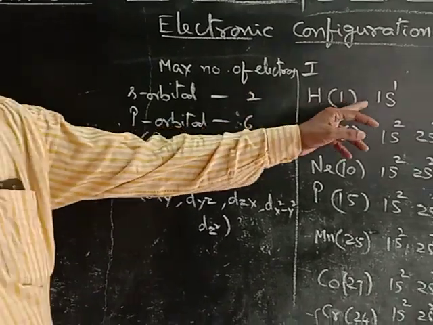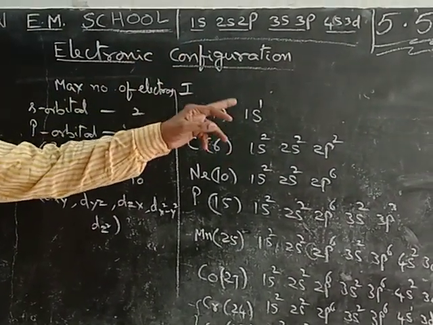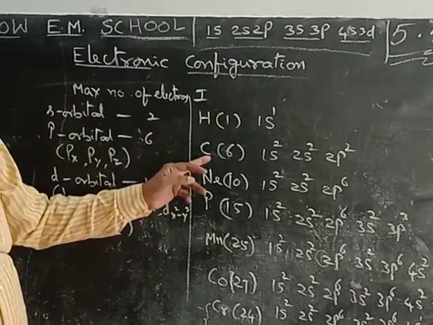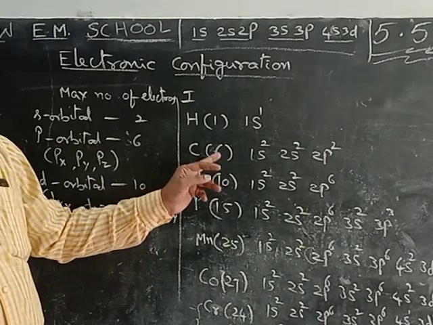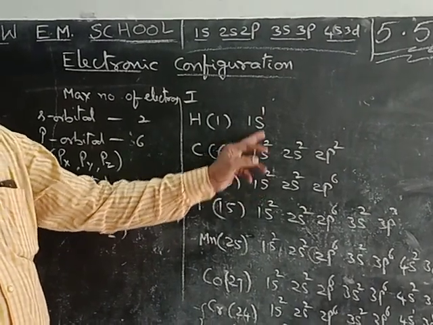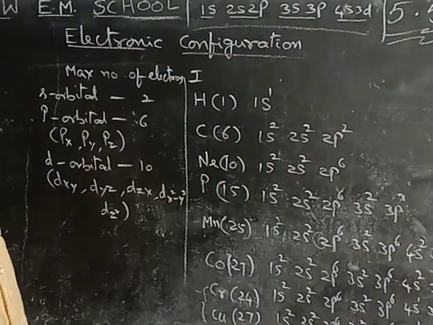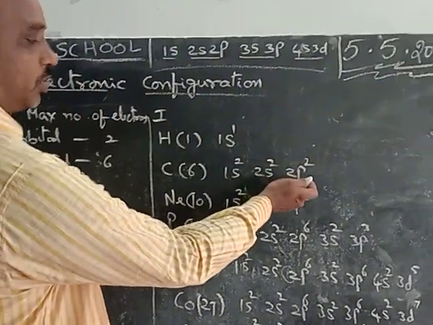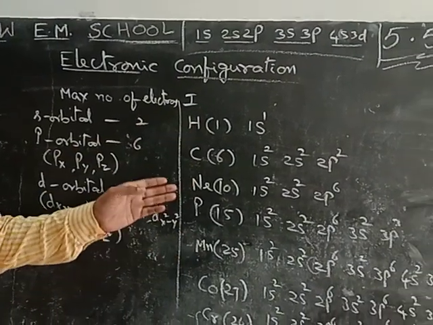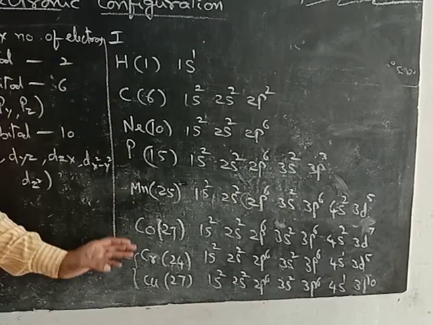We first fill up the lowest energy level, that is 1s. In that 1s, the maximum number of electrons is 2, so for hydrogen only 1 is available, so we write 1s1. Carbon, atomic number 6, means 6 electrons are present, so 1s completely 2. After that the 2s orbital, 2 electrons, so 4 electrons are adjusted. Remaining 2 electrons, next is 2p2. In this way you can write the electronic configuration of all elements, but you can remember up to 30 only.